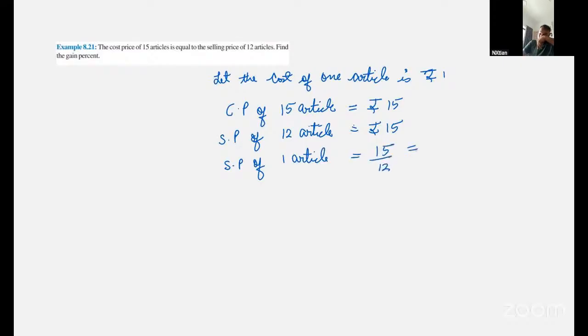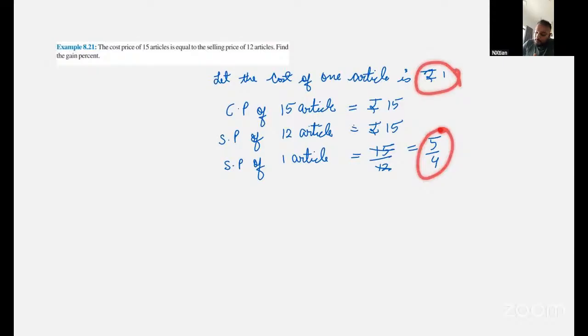If I solve it, what will I get? I'll put it in fraction only. So it will become 5 upon 4. Now, if I want to compare the gain percentage, we have to make profit, and the cost price of 15 articles is 15. So what is the cost price of one article? 1 rupee. What is the selling price of one article? 5 by 4 rupee.